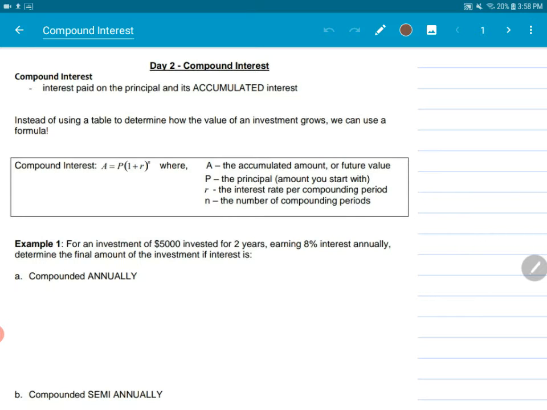For our second lesson of the week, we're going to be talking about compound interest, which, like I said before, is the one that's a lot more useful and realistic in terms of how things work in real life, in the banks, and when you loan your money.